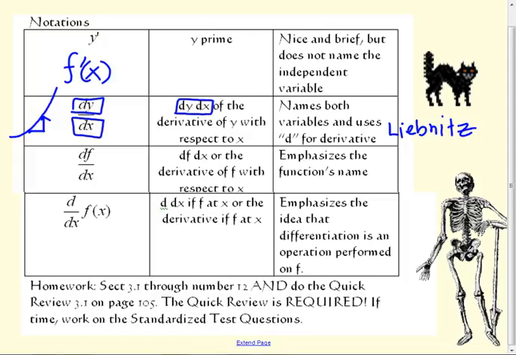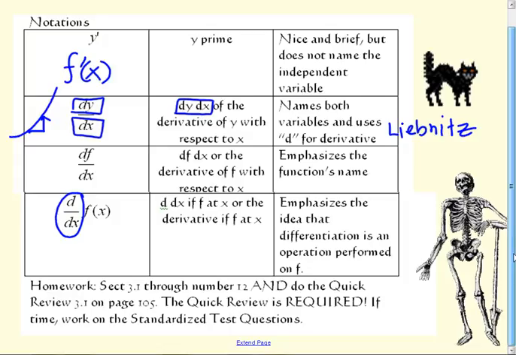It allows us to do some other things in January when we do antiderivatives. You could talk about the derivative of f with respect to x. It's the same as this one, really. And then this is an operator, like an adding sign. It means find the derivative of this function with respect to x.